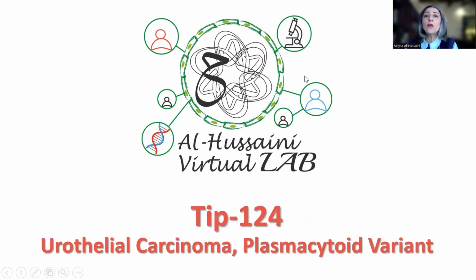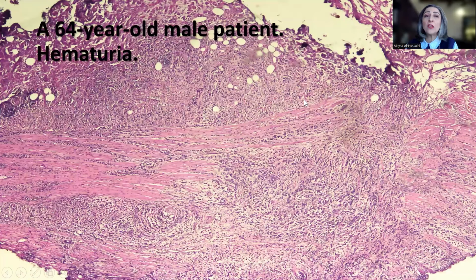What I'm going to be sharing with you today is a nice example of a rare variant of urothelial carcinoma, the plasmacytoid variant. This is a case of a 64-year-old male patient who presented with hematuria, and this is the TURBT fragment of the fragments from the biopsy.